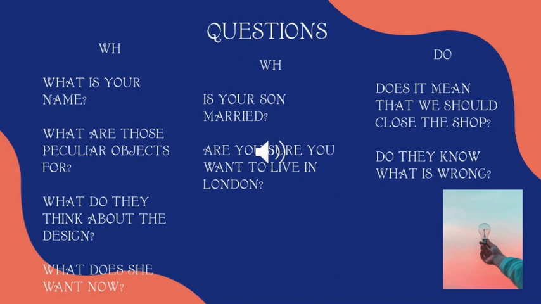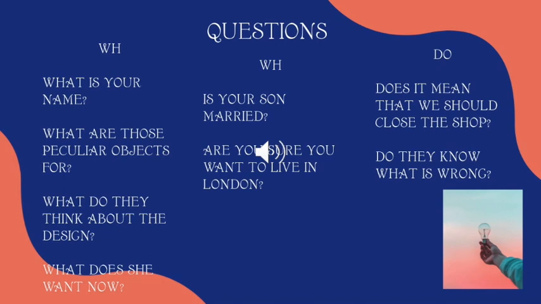Next, this is the special case for questions. We must use the correct type of verb, either a verb to do or verb to be, depending on the type of question that we want to ask. For example, if we use WH, what is your name? Your name is singular, so we use is. What are those peculiar objects? Objects are plural, so we use are.